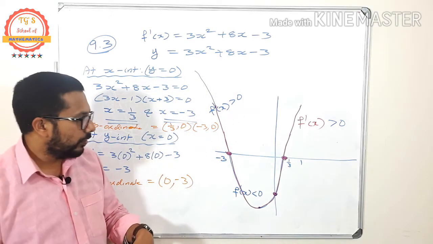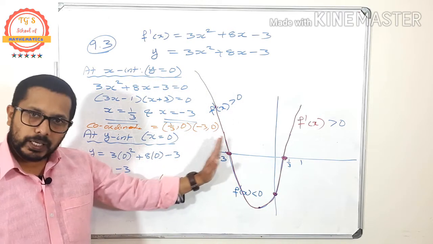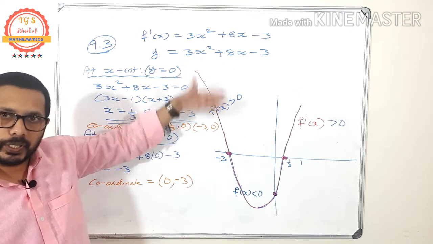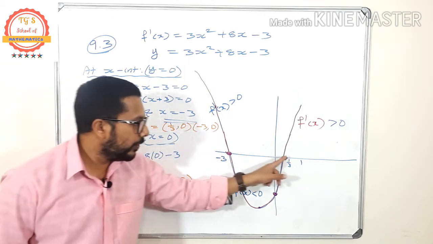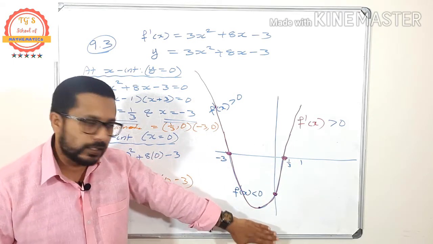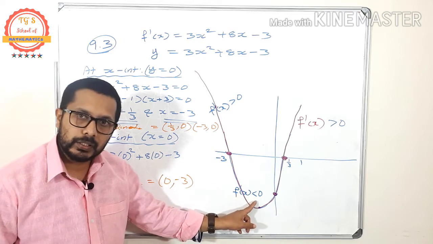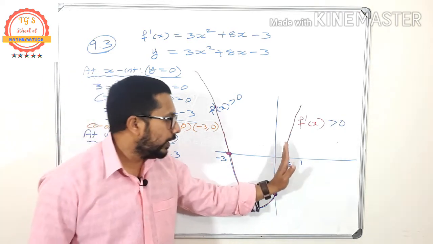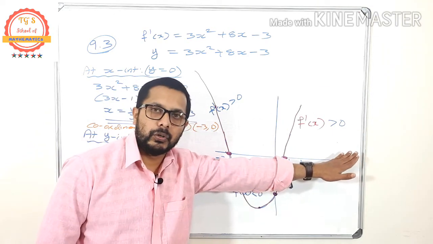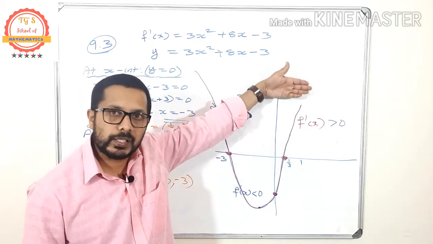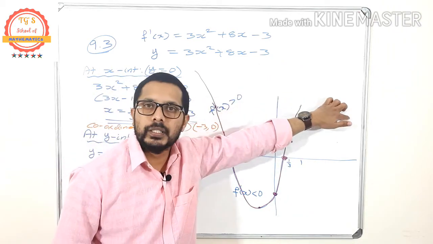Okay, so listen once more. When x is less than minus 3, f dash of x is greater than 0, above the x-axis. When x is in between minus 3 and 1 over 3, it is below the x-axis, or f dash of x is less than 0, between minus 3 and 1 over 3. Now when x is greater than 1 over 3, what is f dash of x? Above the x-axis, or f dash of x is greater than 0.